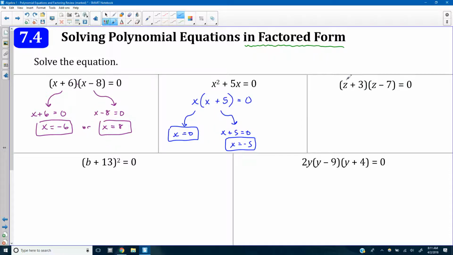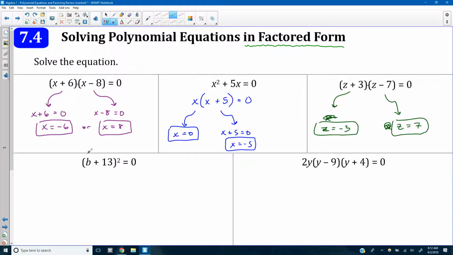All right, this is once again factored form. Don't distribute this, please. Keep it multiplied as a product, as it should be. Either z plus 3 equals 0, in which case z would equal negative 3. I wrote an x. Almost wrote an x again. Z equals negative 3. Or if z minus 7 equals 0, z would equal 7. Okay, there's one or the other.